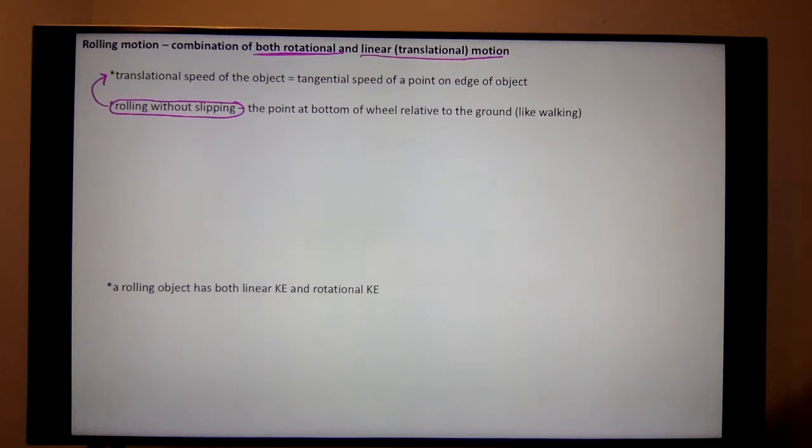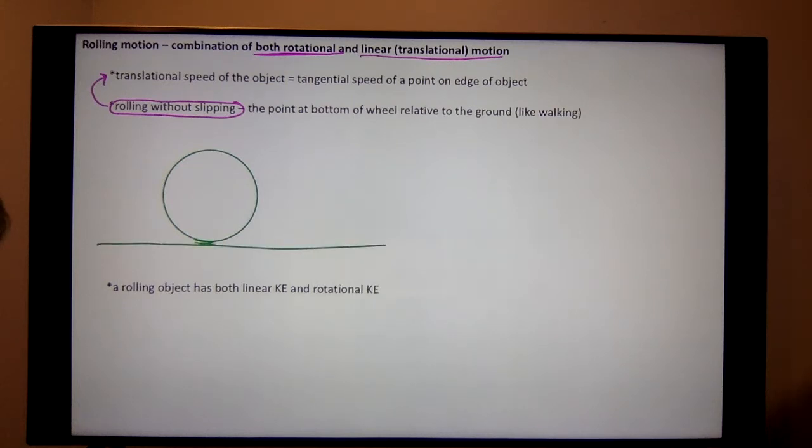And it turns out that if we have rolling without slipping, then the following is true: the translational speed of the object, how fast the object is actually moving forward, is equal to the tangential speed of a point on the edge of the object. So if we look at a wheel, and let's put that wheel on the ground. Whoops, it's floating. It's still floating, but you get the idea.